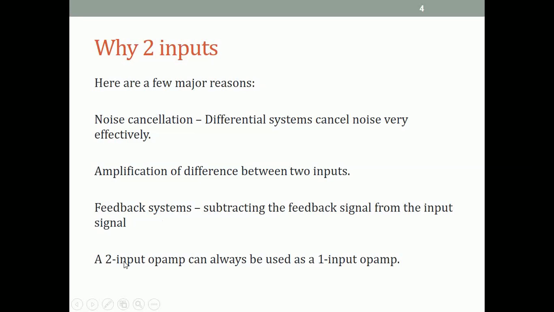And also, of course, a two input op amp is a more general circuit or a chip. It can always be used as a single input op amp, just ground the other input. So the two input is a more general purpose system compared to a single input, and that is why all op amps are two input op amps.